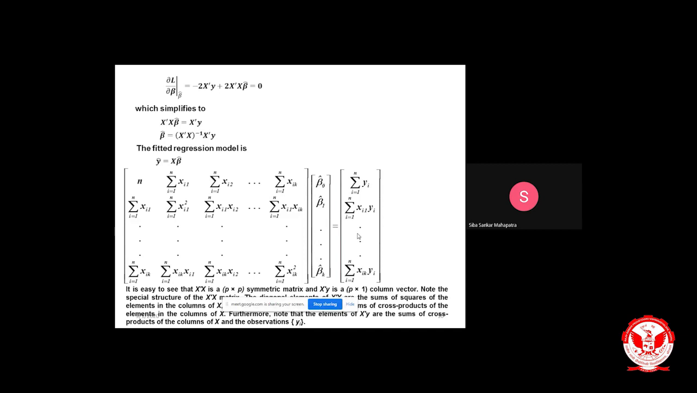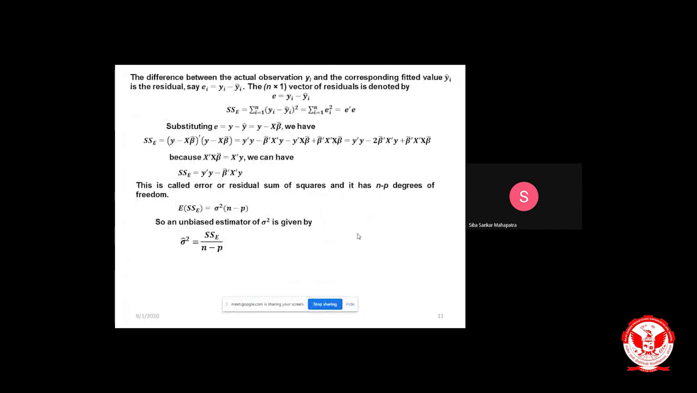So this type of equations you will get, and you can represent in this matrix form. Now this error can be calculated yi minus y hat, where y hat is the estimated value of the response. So yi is the actual value of the response, yi minus y hat will give you the error, that is also known as the residual.